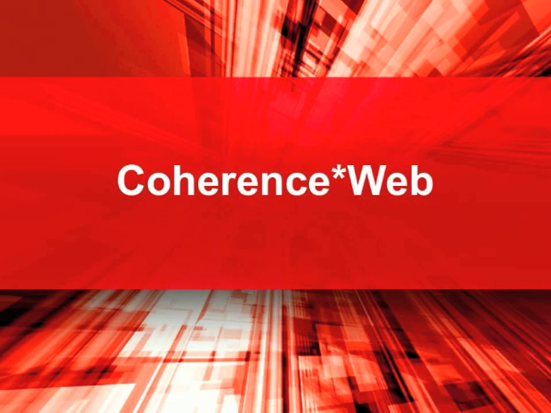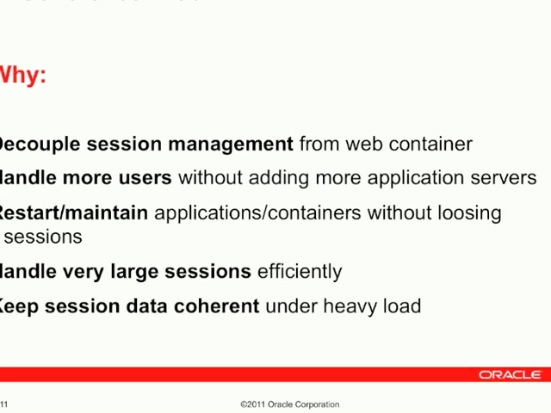So Coherence Web is an in-memory state replication replacement for the Oracle GlassFish Server HTTP state replication services. And a lot of people ask the question, why would you want to replace it? There's a number of reasons why Coherence Web can add value to your environment.